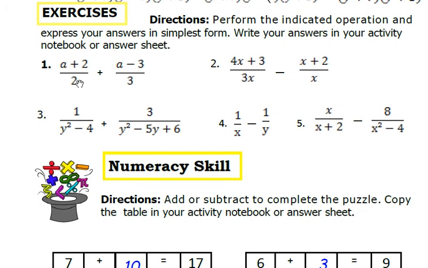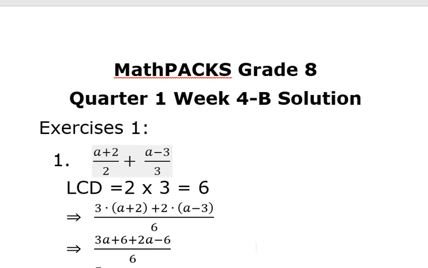For number 1, (a plus 2) all over 2 plus (a minus 3) all over 3. Solution, we have here the denominator of the first term is 2, the second term is 3. So these are prime numbers, so the LCD is the product. For the product, we have 6. LCD is 6. So let's write 6 here.